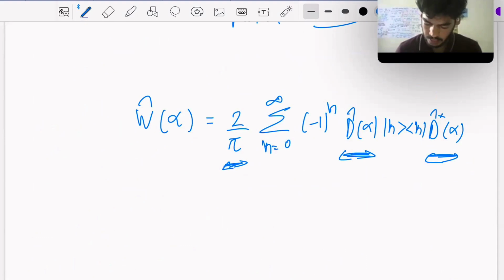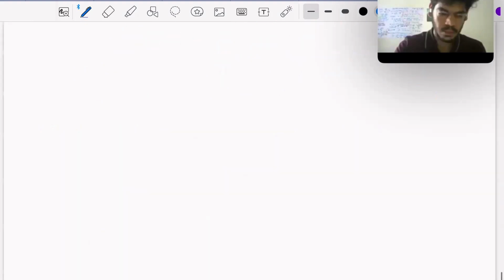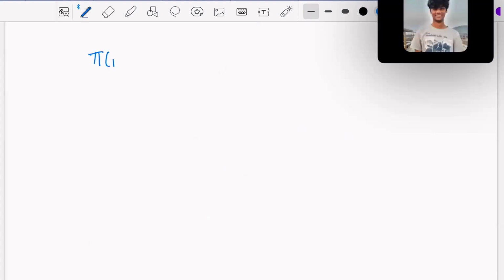And if time permits, I can also go into a little bit of a detour into how exactly we are arriving at this formula of this pi beta. I guess this is sufficient.